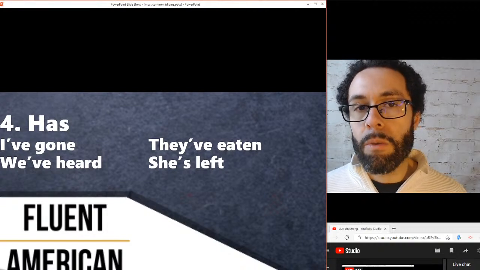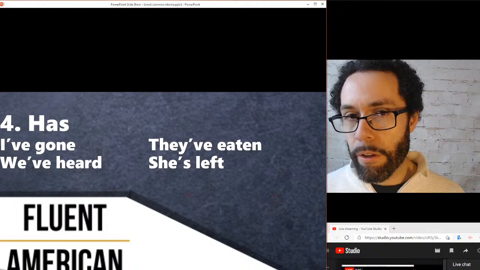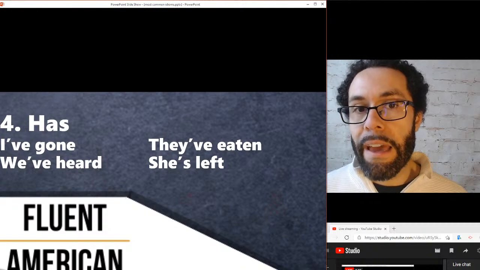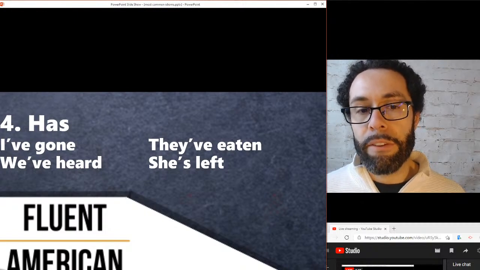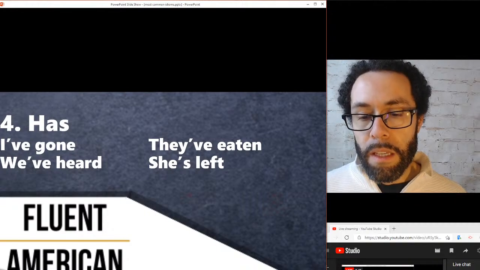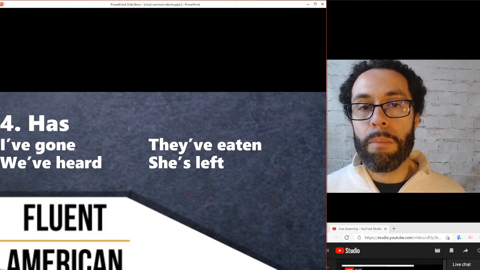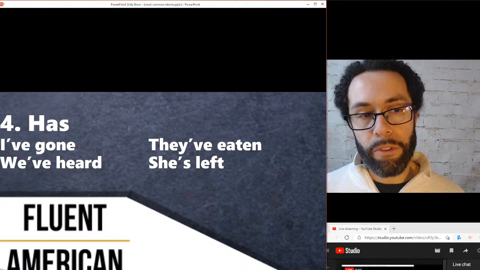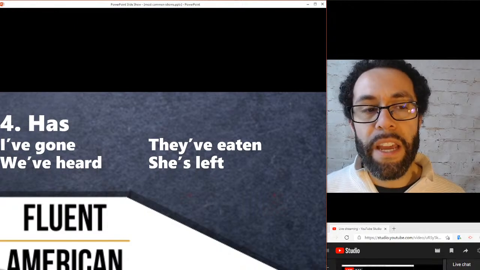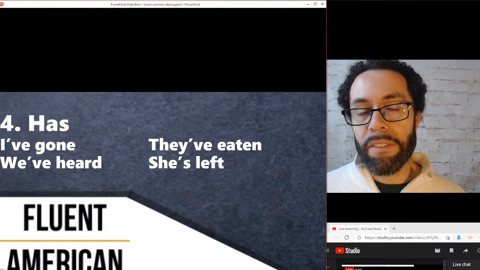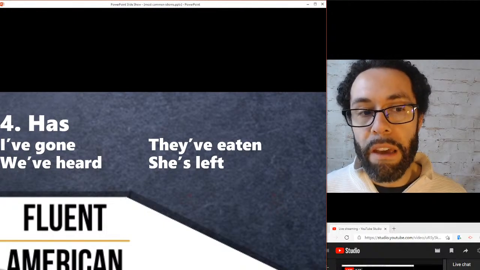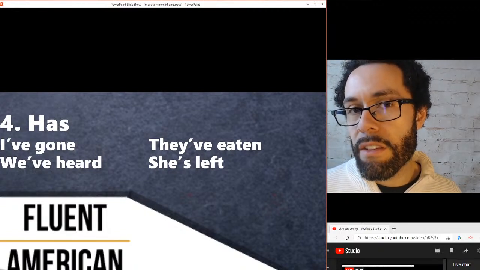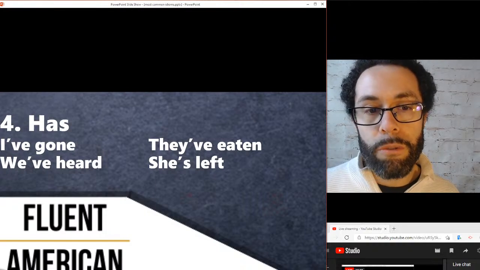How about the one underneath that? We've heard. And the next one, they've eaten. Instead of saying they have eaten, you can say they've eaten. And again, last one, she's left. And again, this is just a common thing you want to watch out for, because I'm wondering how many of you it's common to use more of the full form. So instead of saying I've gone, how likely are you to say I have gone? Or for the next one, instead of saying we've heard, how likely are you to say we have heard? And things like that. So these contracted forms, just really start paying attention to them in your noticing, and also kind of question your own speech a little bit.